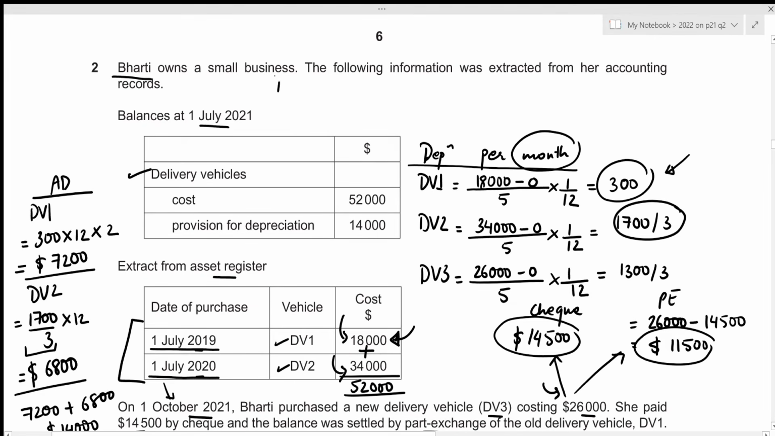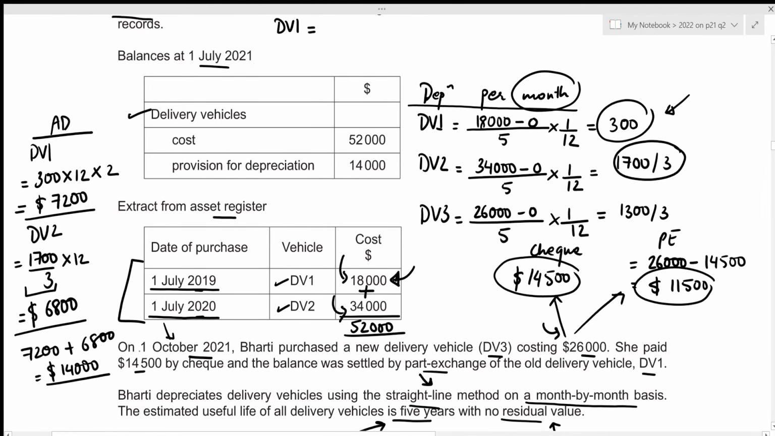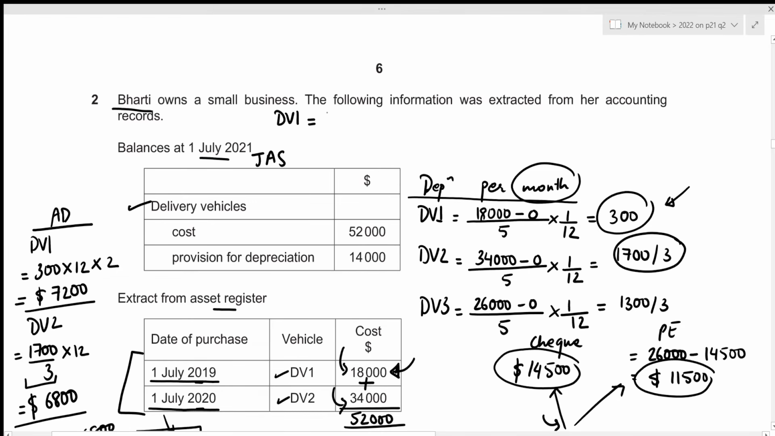Okay, let's start with our delivery vehicle 1. We know that the depreciation is being charged on a month-by-month basis, right? And this delivery vehicle 1 was disposed on 1st October 2021. So the number of months that we used this vehicle in the year ended 30 June 2022 is going to be July, August, and September, since we're disposing it at the date of 1st October, right? So we just need to record the depreciation for 3 months. Let's figure it out. The per month depreciation is 300. We can just multiply it by 3 in order to get the depreciation to be charged in the income statement. So that will be 900.